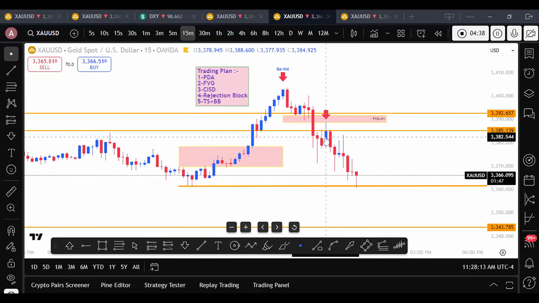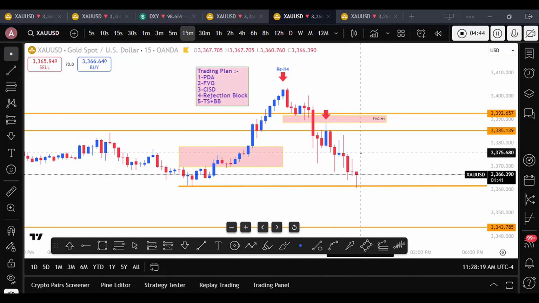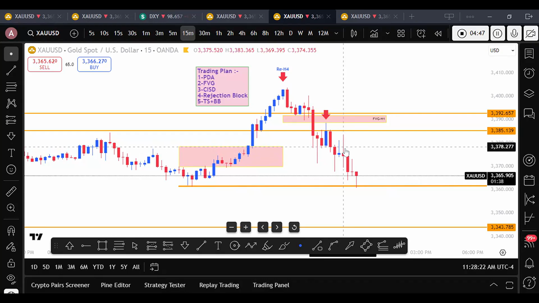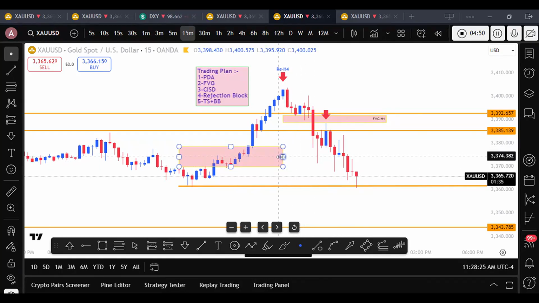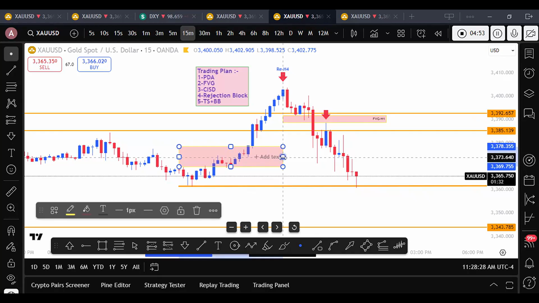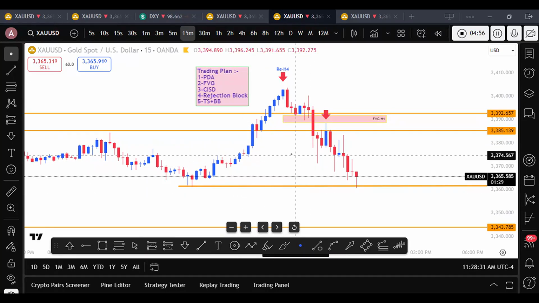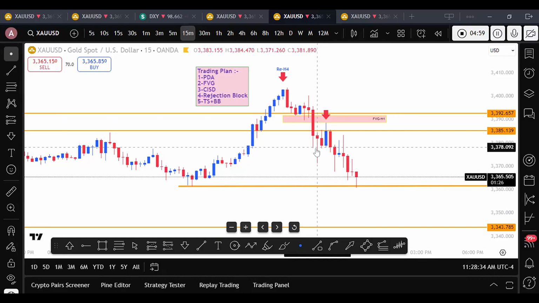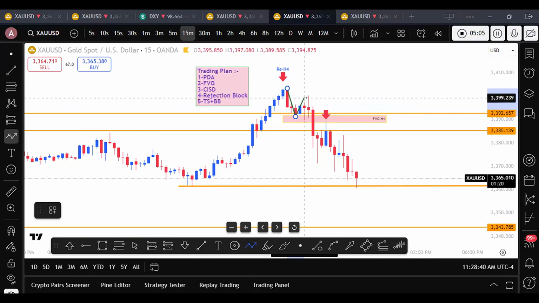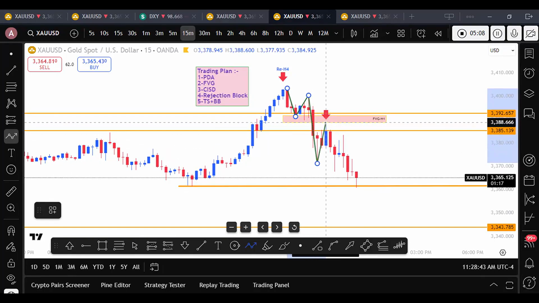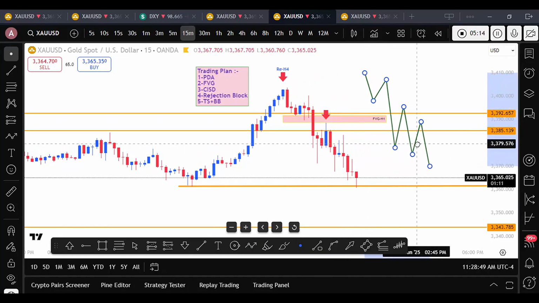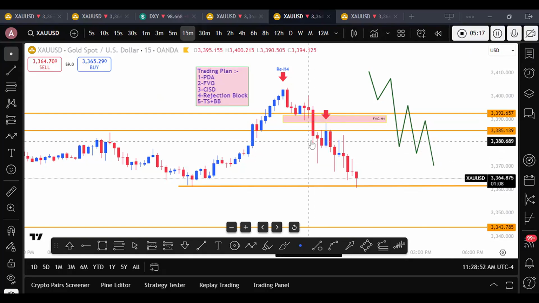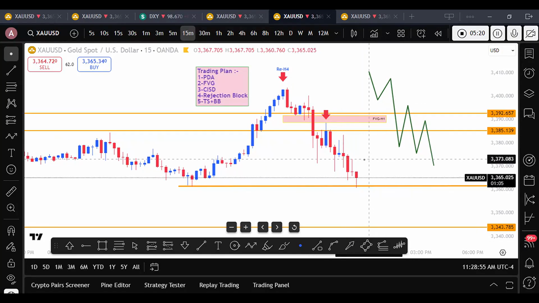On 15 minutes, we can see this is an order block, this is a fair value gap, this is an order block, this is a fair value gap. The price finds it here, and this fair value gap is not respected. We can also see a rejection block here, but it is against the trend because the trend is moving down. So we will neglect this rejection block because it is against the market structure. You can see this is the market structure, so we will not follow it.